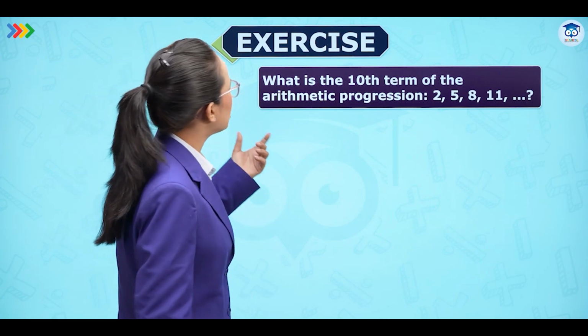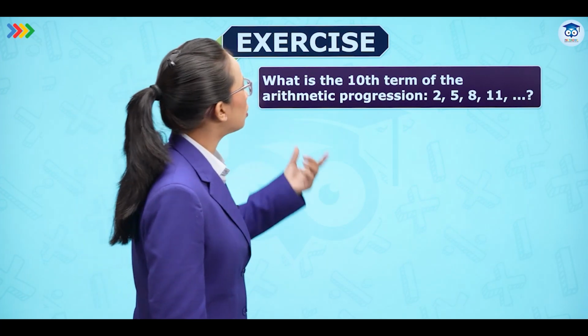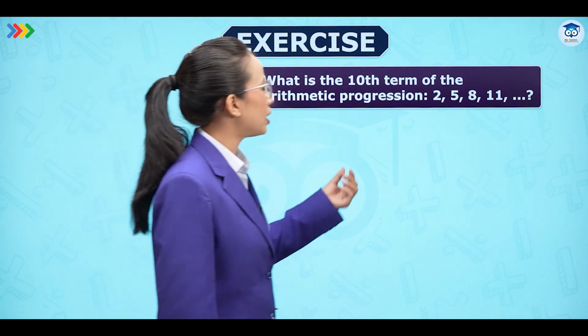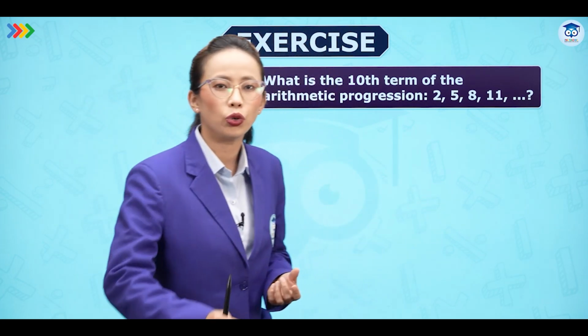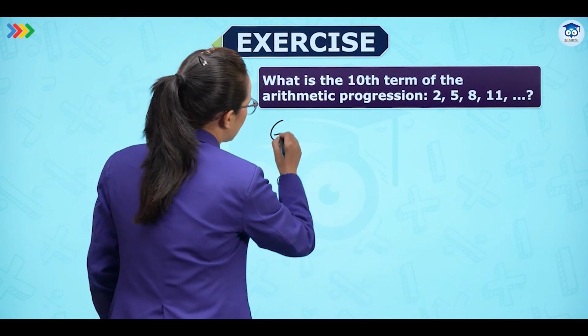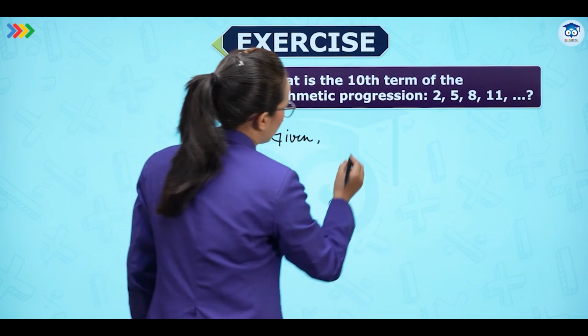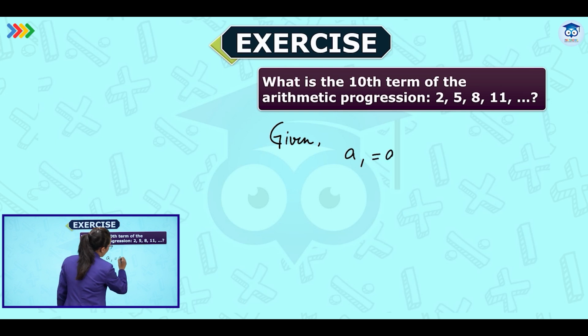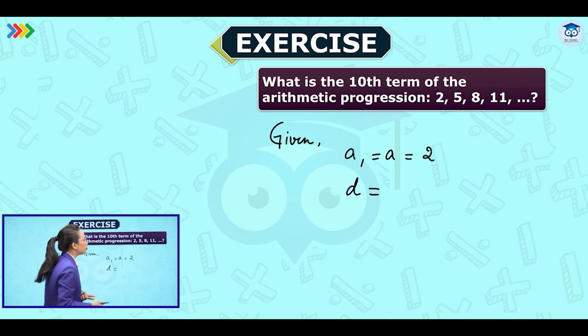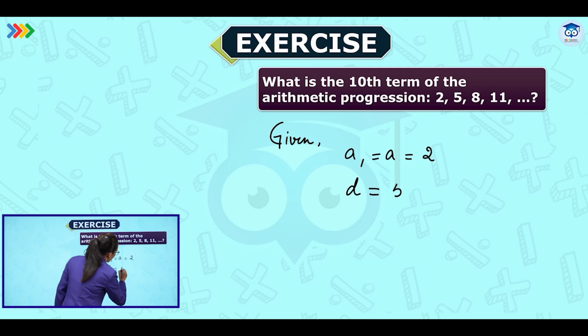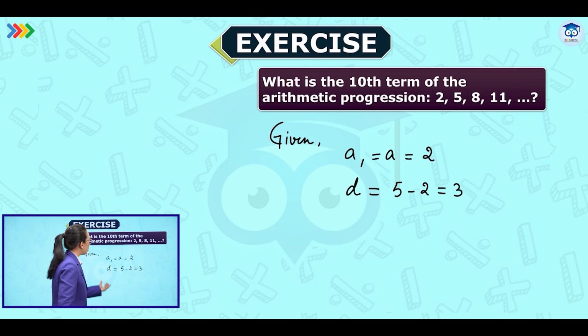So we have the first question: what is the 10th term of the arithmetic progression 2, 5, 8, 11 and so on? It is given that the first term a1, which can also be written as a, is 2. Then we can calculate the common difference d. To calculate the common difference, we pick any two consecutive terms. Here we can pick 5 and 2, so 5 minus 2 is equal to 3.